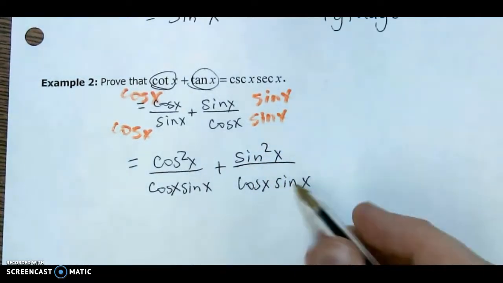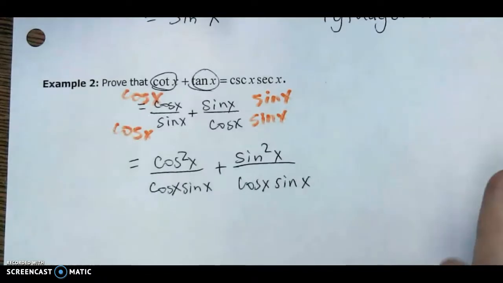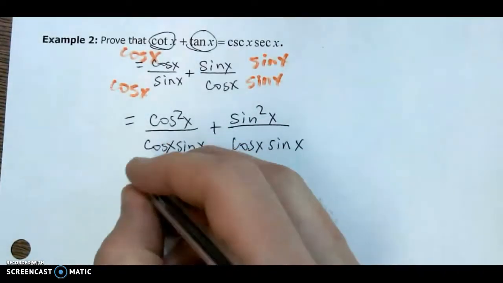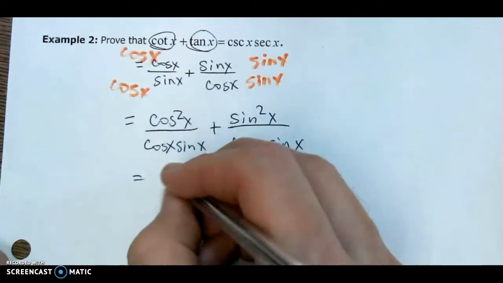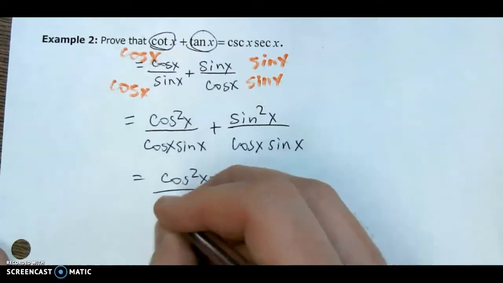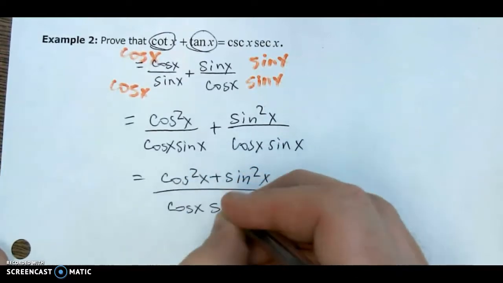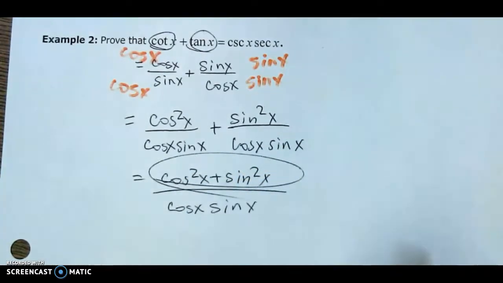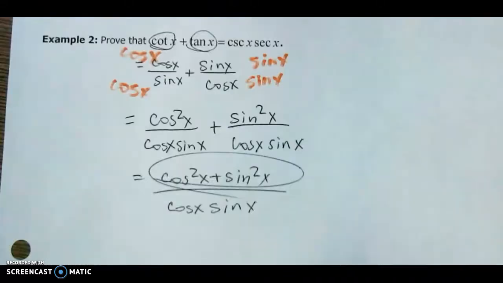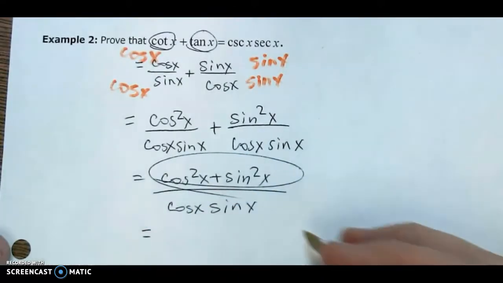Now don't cancel anything because you're just going to move backwards. You want to keep moving forwards. As soon as you get common denominators, add or subtract your fractions together. So in this case we're adding cosine squared plus sine squared over common denominator, cosine sine. Then the top is Pythagorean. If you look at your Pythagorean properties, it's the first one. Cosine squared plus sine squared is 1. So the top is 1.